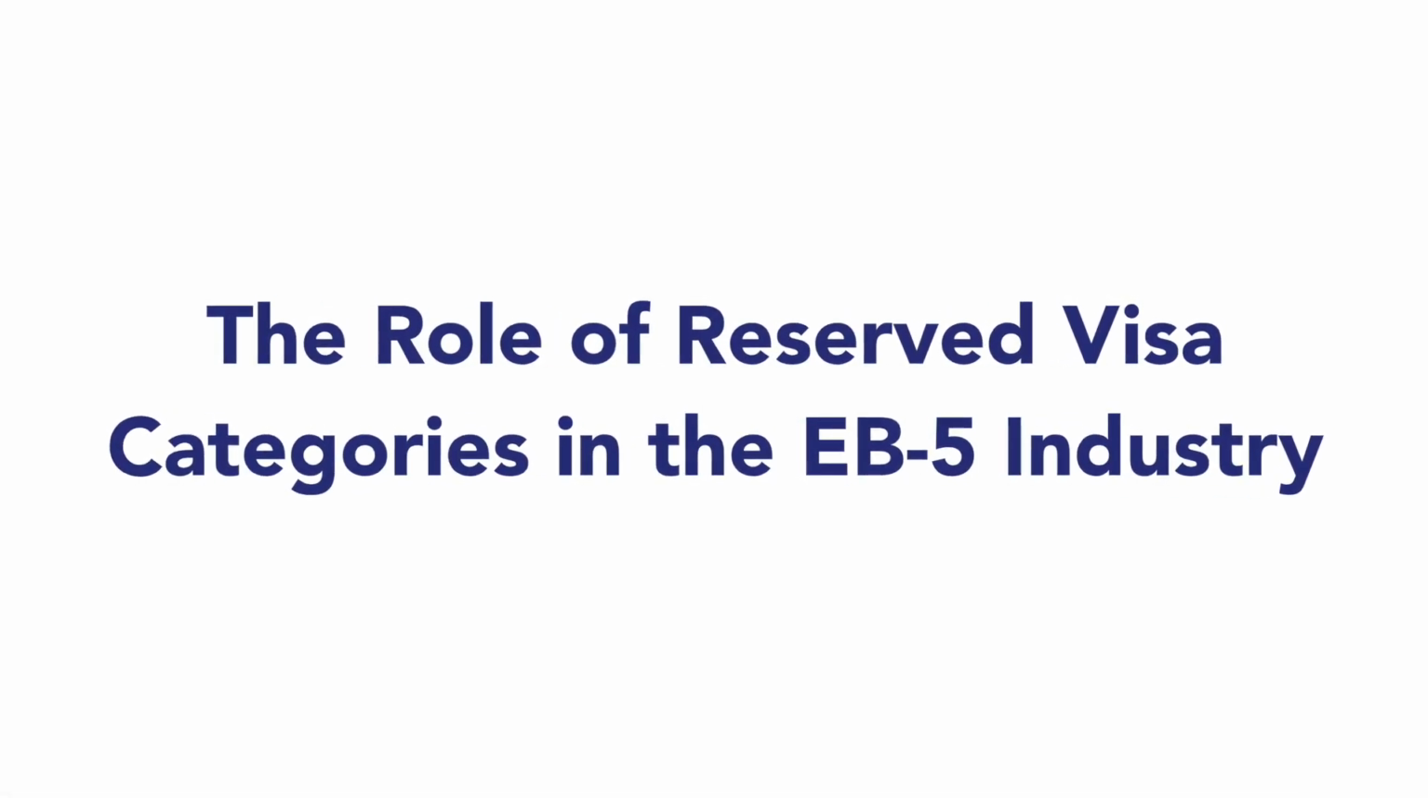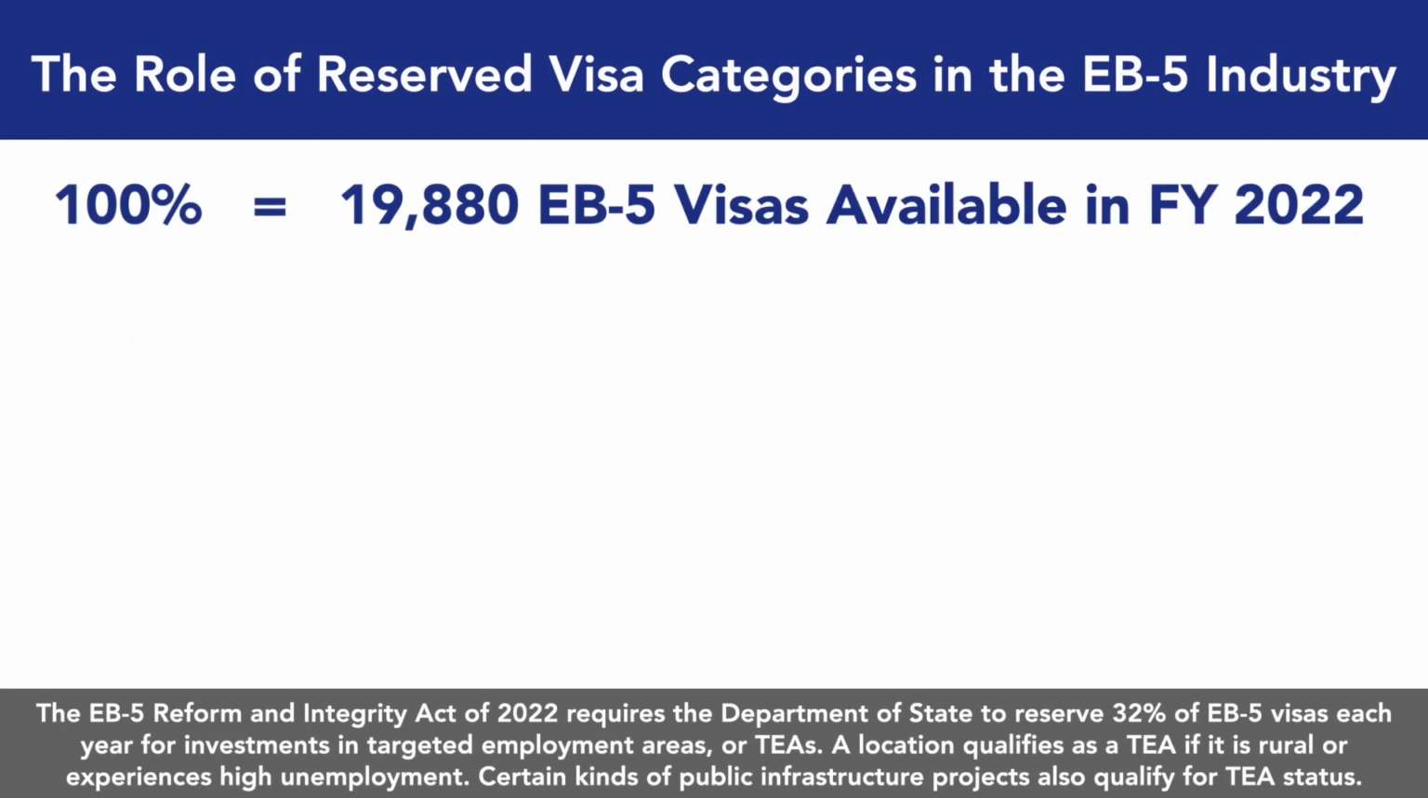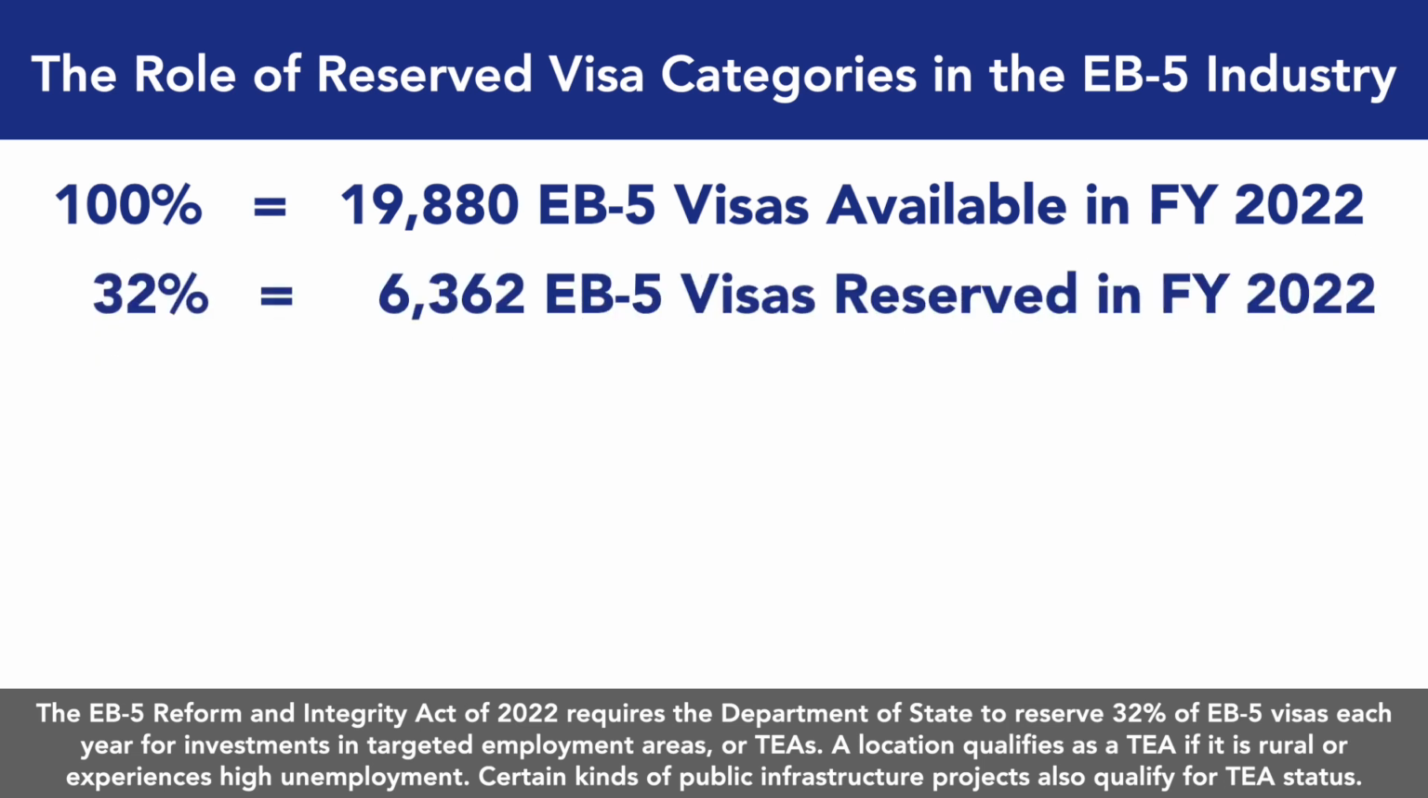The role of reserved visa categories in the EB-5 industry. The EB-5 Reform and Integrity Act of 2022 requires the Department of State to reserve 32% of EB-5 visas each year for investments in targeted employment areas, or TEAs. A location qualifies as a TEA if it is rural or experiences high unemployment. Certain kinds of public infrastructure projects also qualify for TEA status.